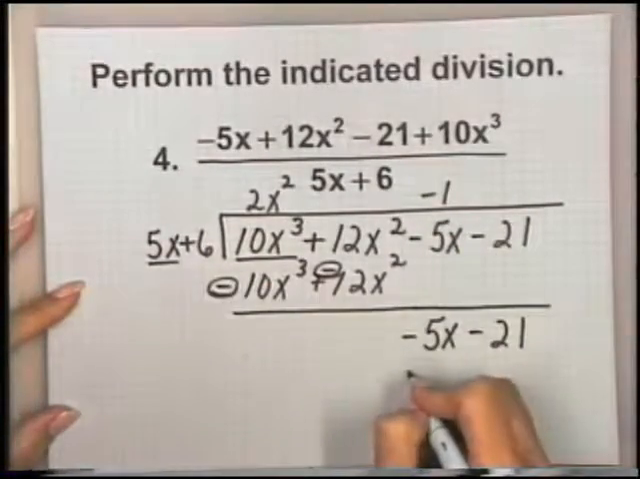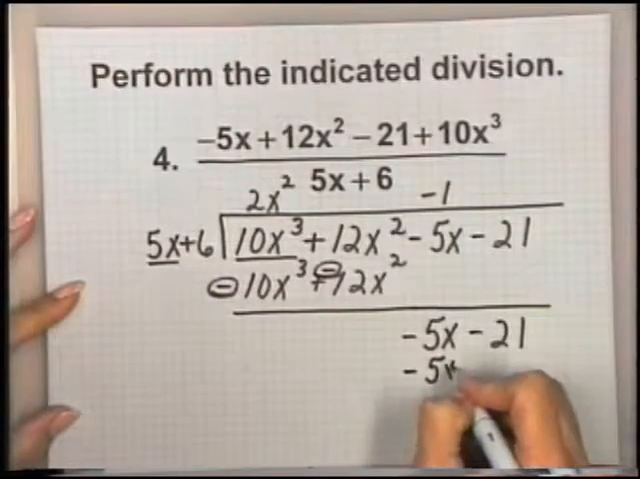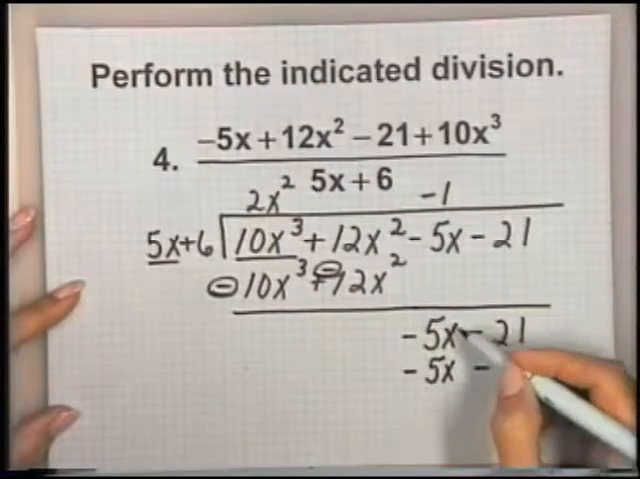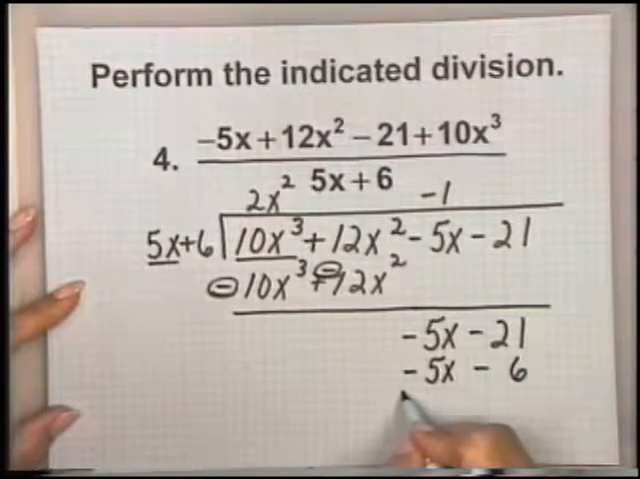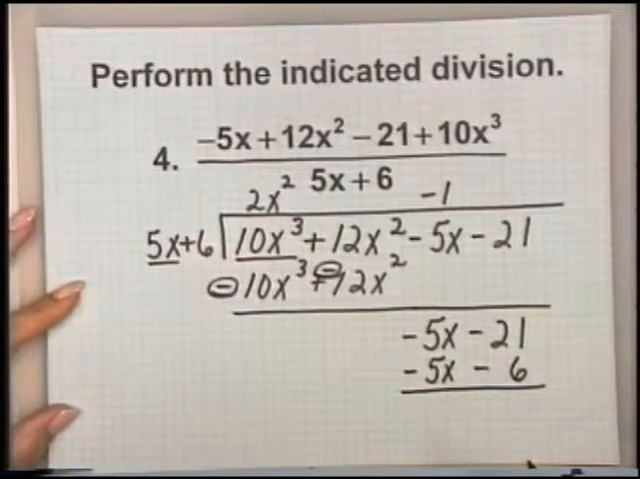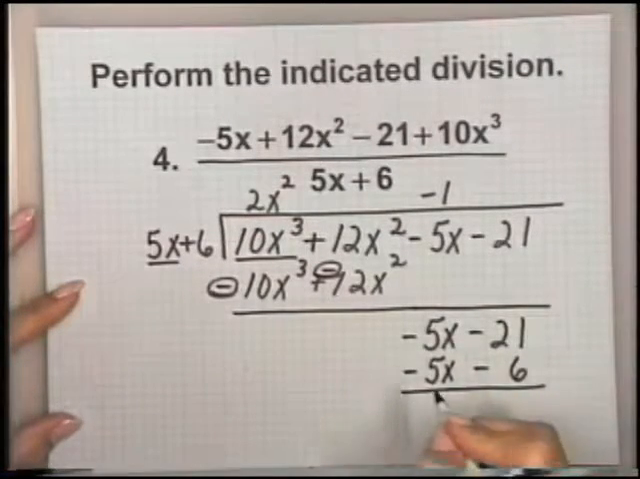Let's multiply. Negative 1 times 5x is minus 5x. Negative 1 times 6 is minus 6. Notice how I have to be very careful and line up my like terms because I am going to subtract.